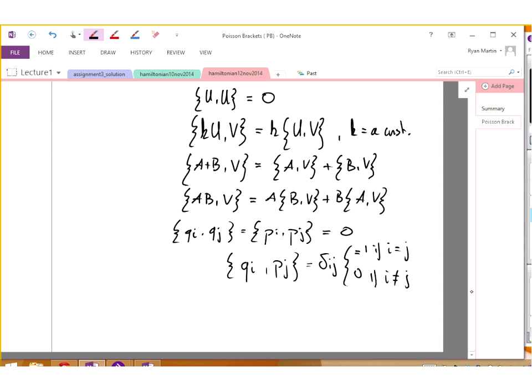Slightly more annoying to prove in the assignment will be that Qi to the power of n with Pj is equal to n times Qi to the power n minus 1. I have to double check that one because I feel like there needs to be a delta ij in there, which is not in the notes.